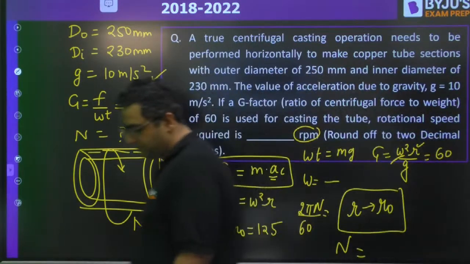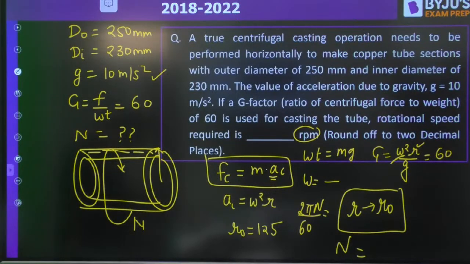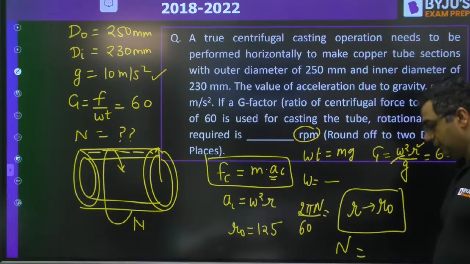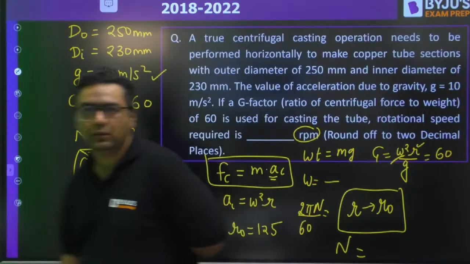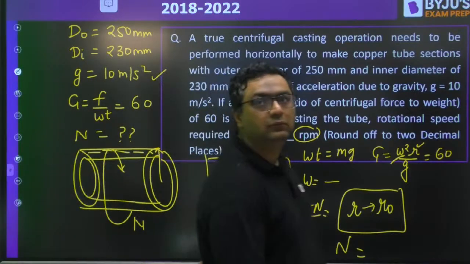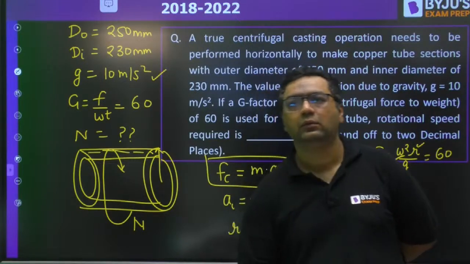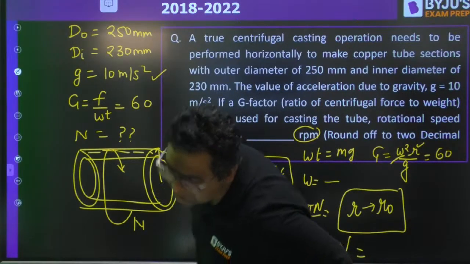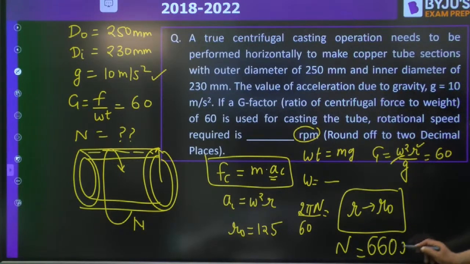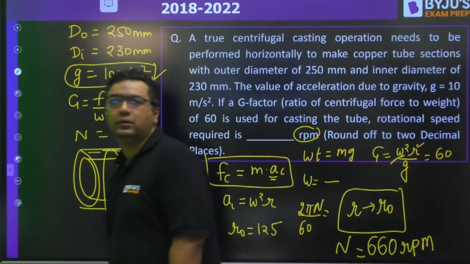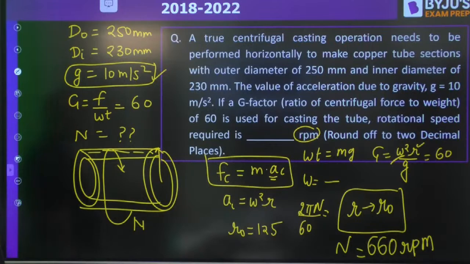Slightly lengthy question it was. It was asked in GATE 2021. Yes, Engineer BK, Vinod, very good. The answer for this is 660 RPM, because G they have mentioned as 10 meter per second square. Okay, very good, Engineer BK. Answer is very much near.